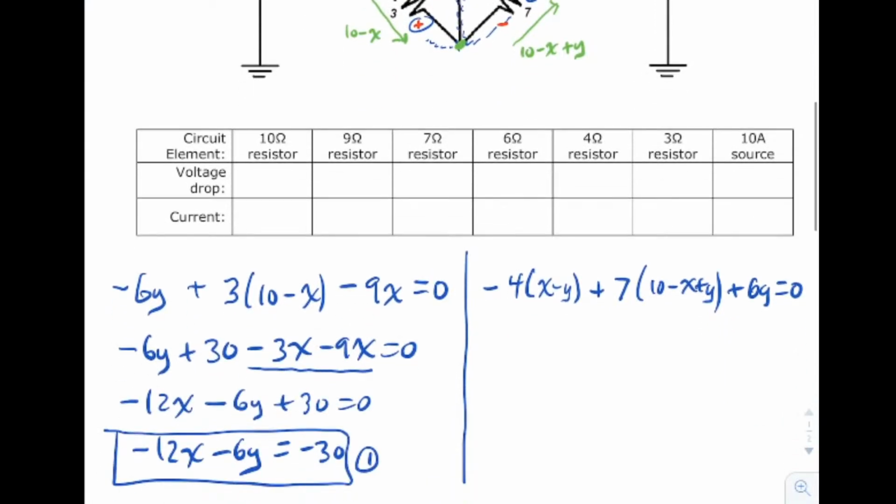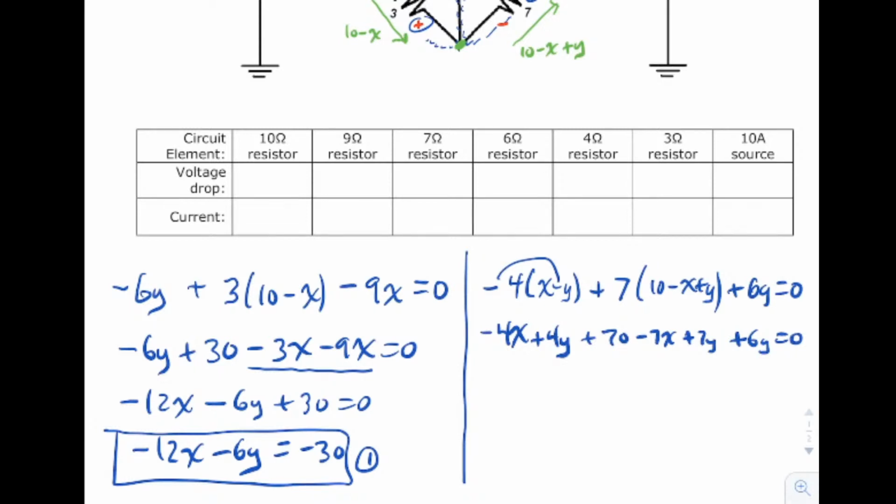So we got distributing negative 4x. Minus times minus is a plus 4y. Make sure you remember that. Plus, I got a 7 times 10 is a 70, minus a 7x, plus a 7y, plus a 6y, equals a 0.